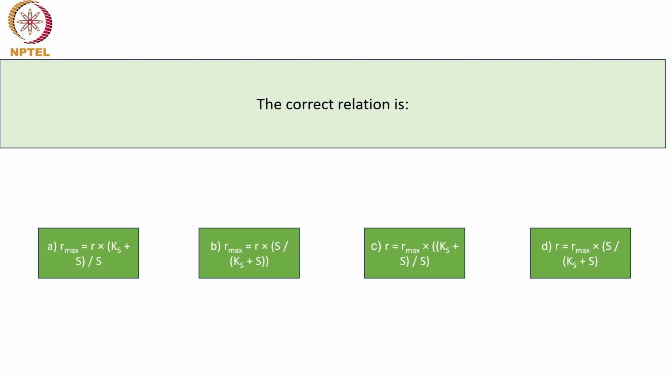Can someone tell what is the correct relationship among these four options? I will give a hint. There can be 2 or 3 options correct also. So this is basically the Monod's equation. I'll give some time. Now the time is 7:40. You people just write the Monod's equation and try to rearrange it and check which options are correct. I'll give some 2 to 3 minutes. I'll ask back at 7:43.